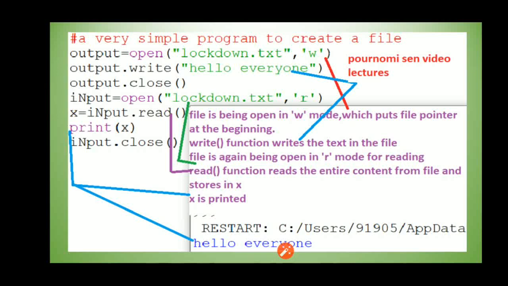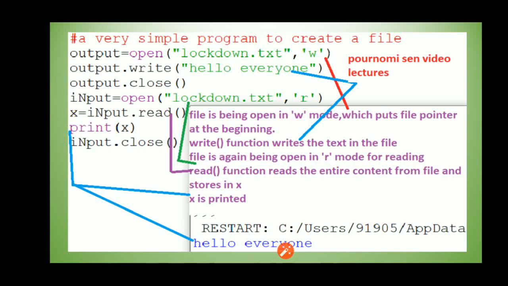So again, let's see the steps. First, we are opening the file. Then with the help of the write function, we are writing something there and we are doing close. Then again, we are opening the file in reading mode, reading the content of the file, storing it inside a variable x, and we are printing x from our program. And then we are doing input.close. So this is how, with the help of a very simple program, a file can be created. Where it is created, that also we have seen. In the default folder where all Python programs are stored, a text file will be created.